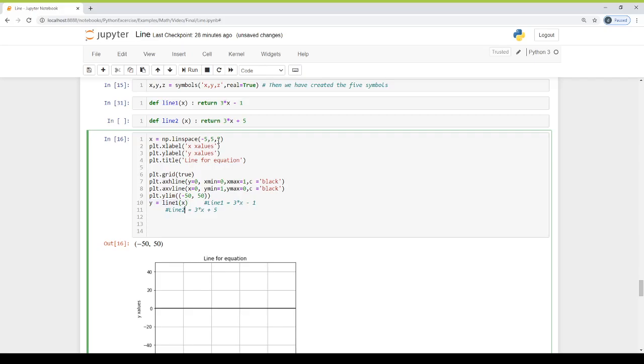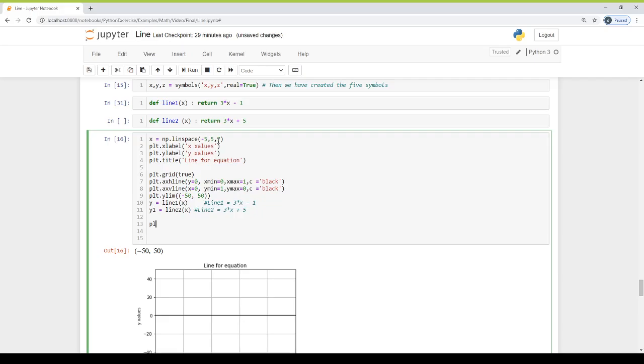Similarly, we will call line 2 and the value of y1, and line 2, that is 3x plus 5. Now plot the two lines. plt.plot(x, y), and the label of the line, let's give the label line 1.